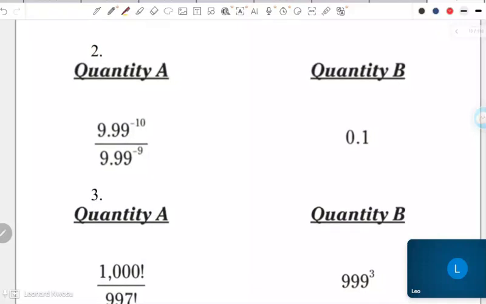See number 2. When you are seeing number 2, you are thinking of exponent, because we have 9.99 and we also have 9.99. Remember the rule of exponent: m raised to the power a times m raised to the power b equals m raised to a plus b, right? And m raised to the power a divided by m raised to the power b equals m raised to a minus b. Do you remember from exponent? Are you here with me? Yes. Okay. All right.